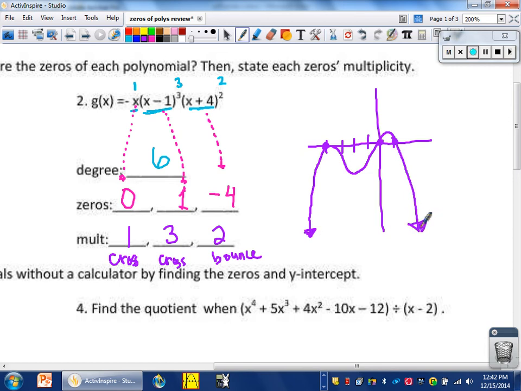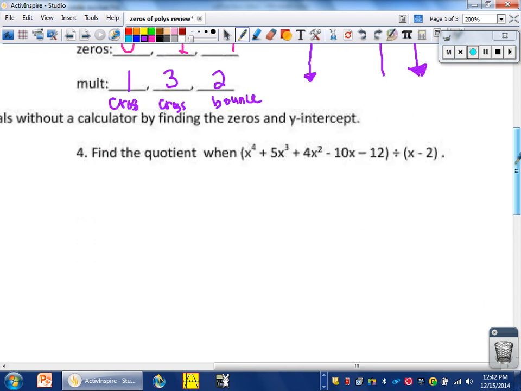Okay, we know it's this way because this is a negative polynomial. There's a negative out here. Negative even polynomials have brownie face end behaviors. So both the arrows point down. Okay, so we can do more of that here on number 3.